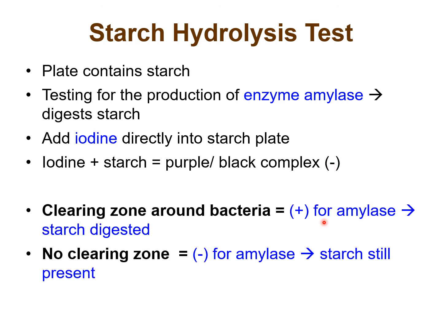Now, if it doesn't turn black and you can actually get a clear zone around the bacteria growth, that means that the bacteria was capable of using the starch and breaking it down, and it means that your bacteria was capable of producing the amylase enzyme. But if there are no clear zones and the plate turns black, a purplish black color, that means negative, and the bacteria is not producing amylase and it's not breaking down starch. The starch is still there.